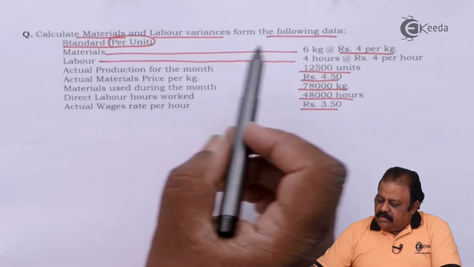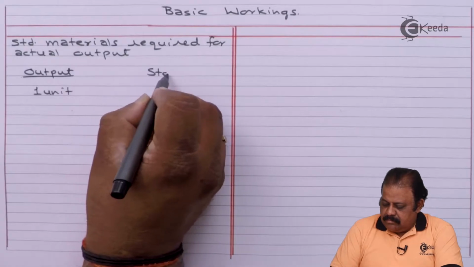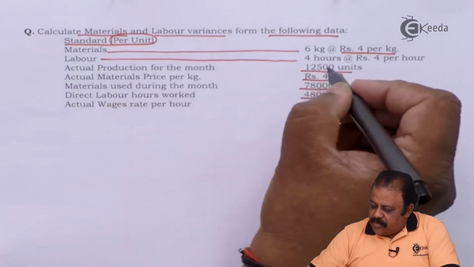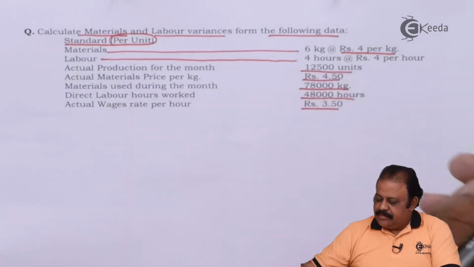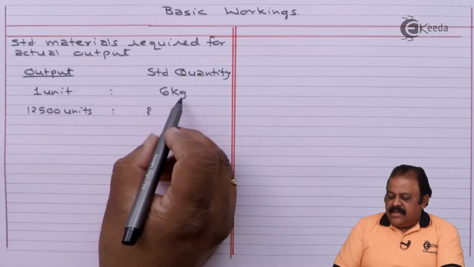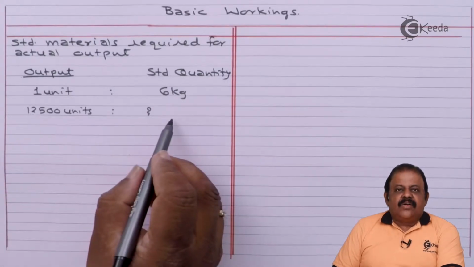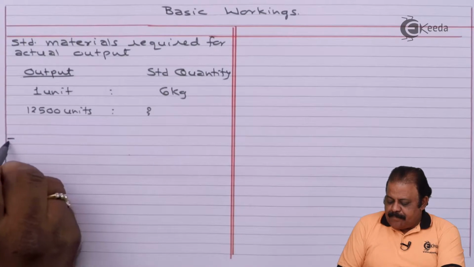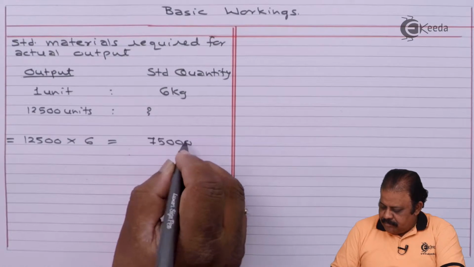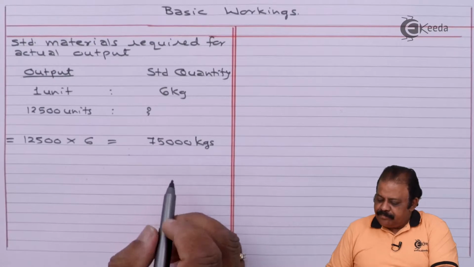Standard per unit material 6 kg. Actual production for the month 12,500 units. For one unit 6 kg is required. For 12,500 units, how much standard quantity of material is required? It is 75,000 kgs.